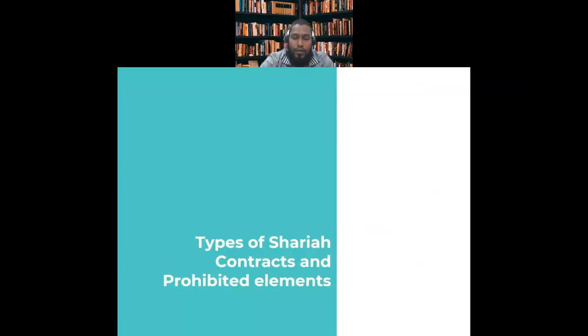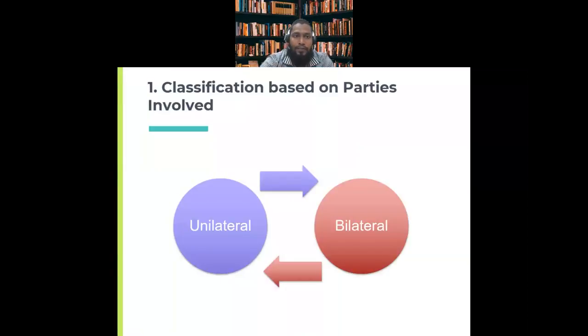And now, different types of Sharia contracts are there. Just to understand the nature of different contracts, I will not go into detail of those contracts, but just give an overview of the nature of different types of contracts, and also what the prohibited elements are. Usually, we can divide Sharia contracts into two types. Some are unilateral, some are bilateral.